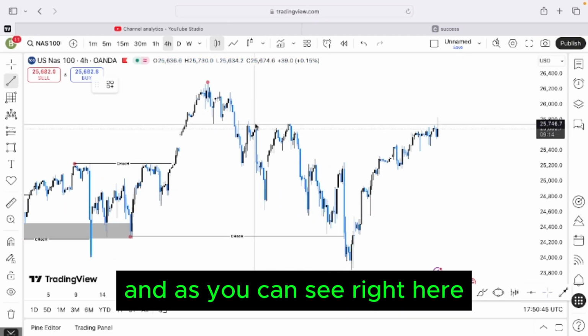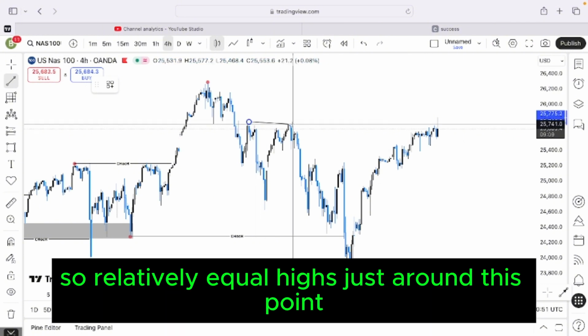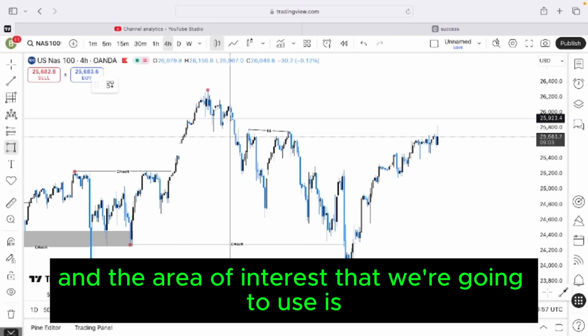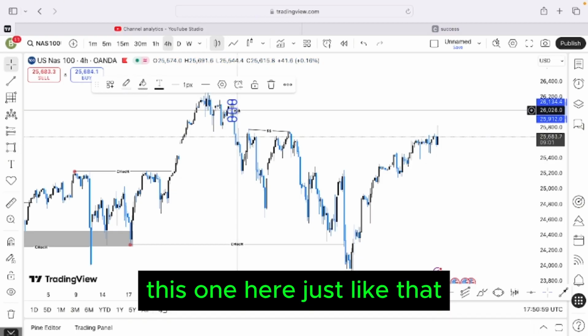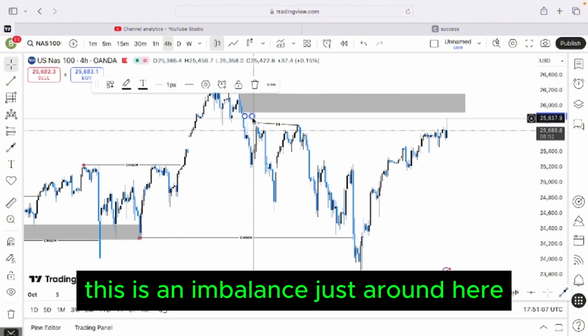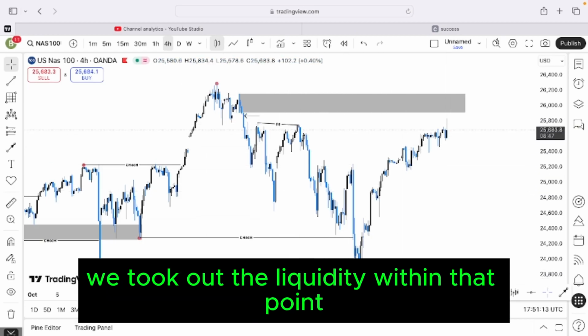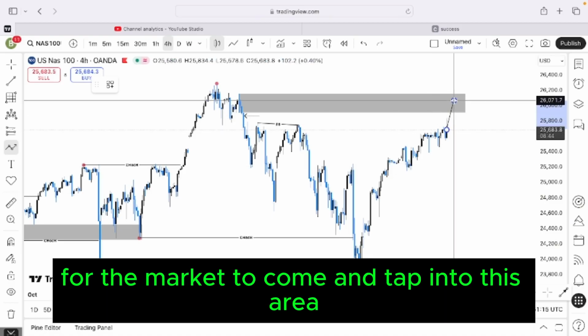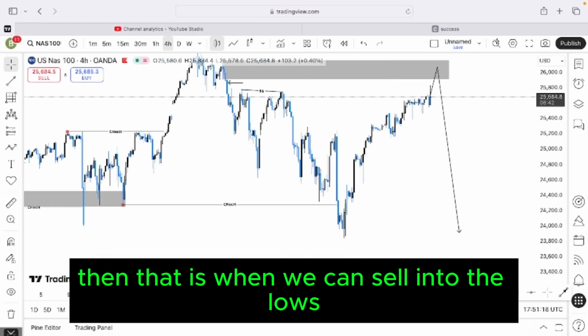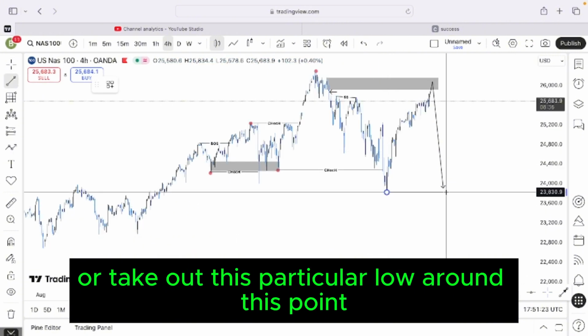And as you can see right here, it seems like we had relatively equal highs. I'm not sure. So relatively equal highs just around this point. And the area of interest that we're going to use is this one here, just like that. And we have an imbalance at the top of the structure. As you can see right here, there's an imbalance just around here. Then after having that imbalance, we took out the liquidity within that point. So I'm expecting the market to come and tap into this area. Then that is when we can sell into the lows or take out this particular low around this point.